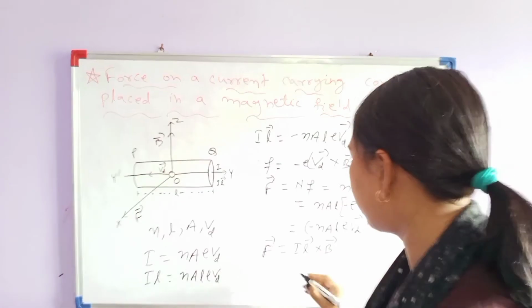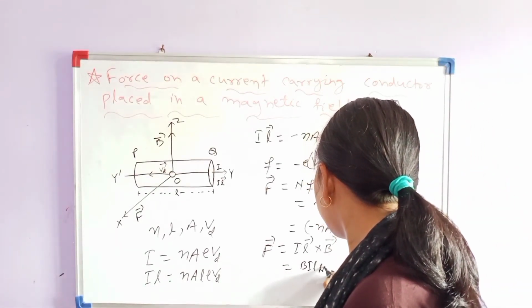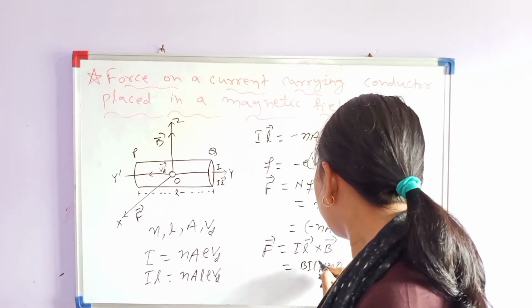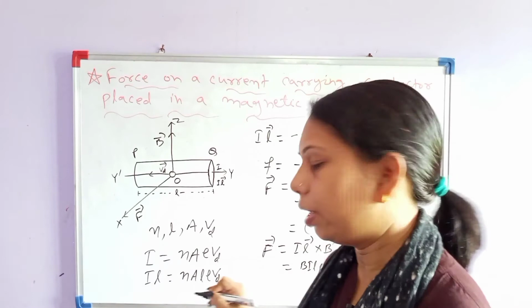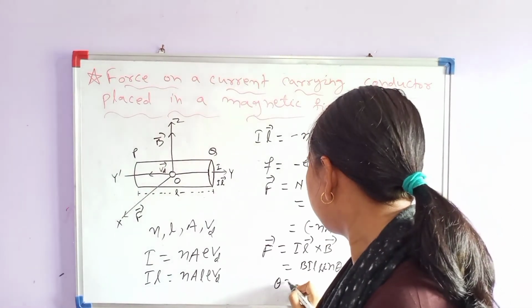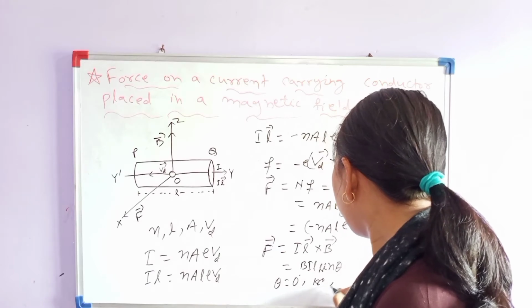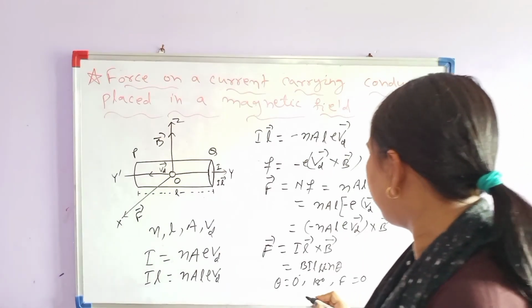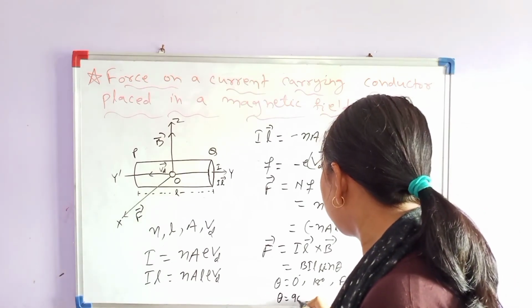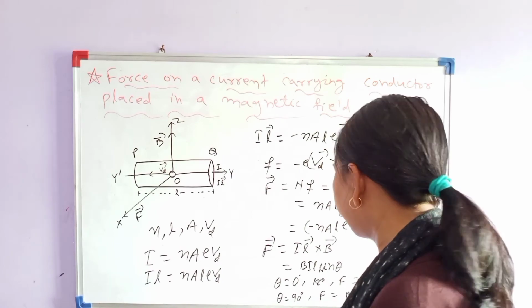The magnitude of the force we can write as B I L sin theta, where theta is the angle between L and B. When theta equals 0 degrees or 180 degrees, the force will be minimum, that is 0. When theta equals 90 degrees, the force will be maximum, BIL.